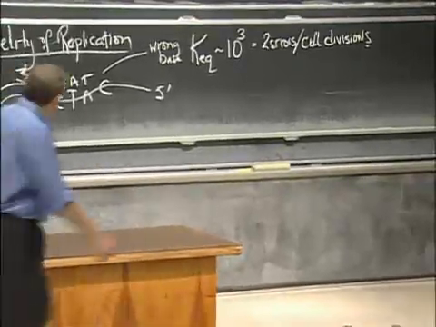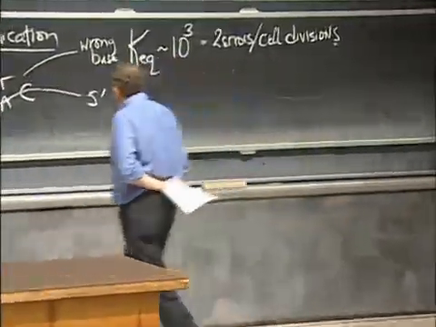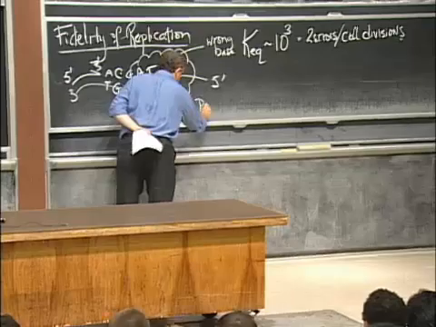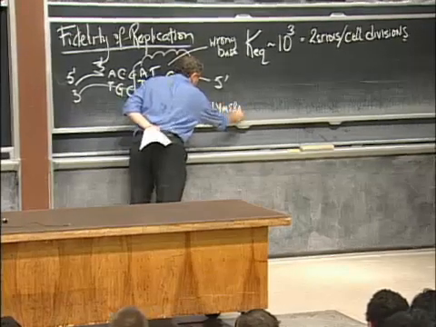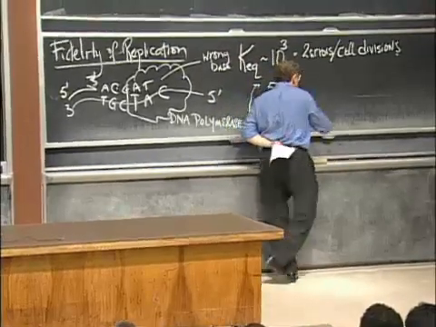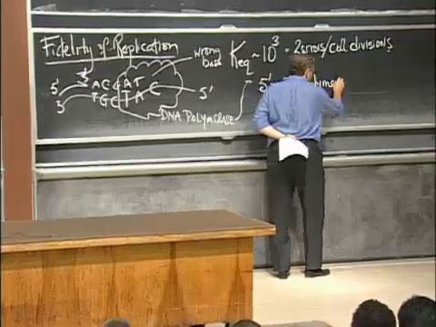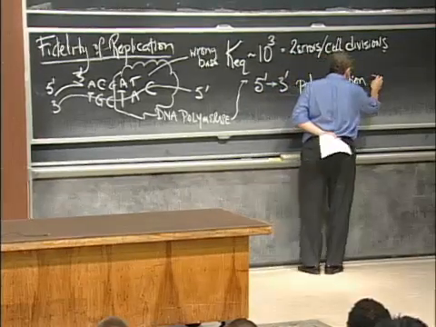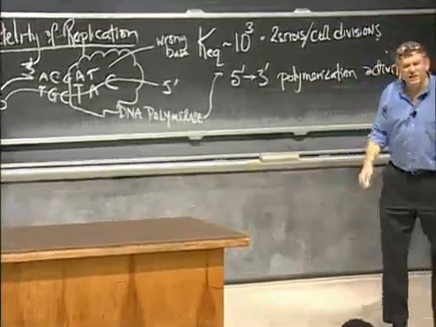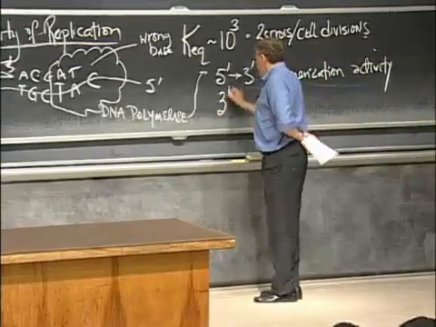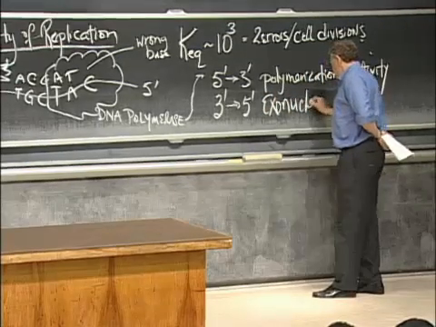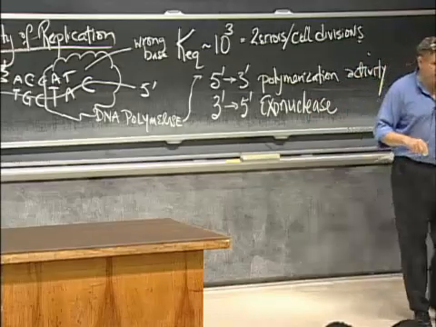So later, it was discovered that the enzyme DNA polymerase, which has a 5' to 3' polymerization activity, also does a second thing. That same enzyme, DNA polymerase, is also a 3' to 5' exonuclease. What do you think an exonuclease is?